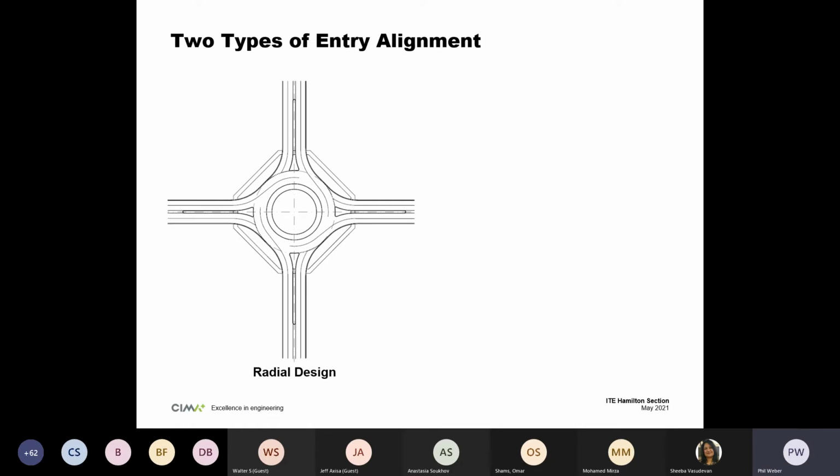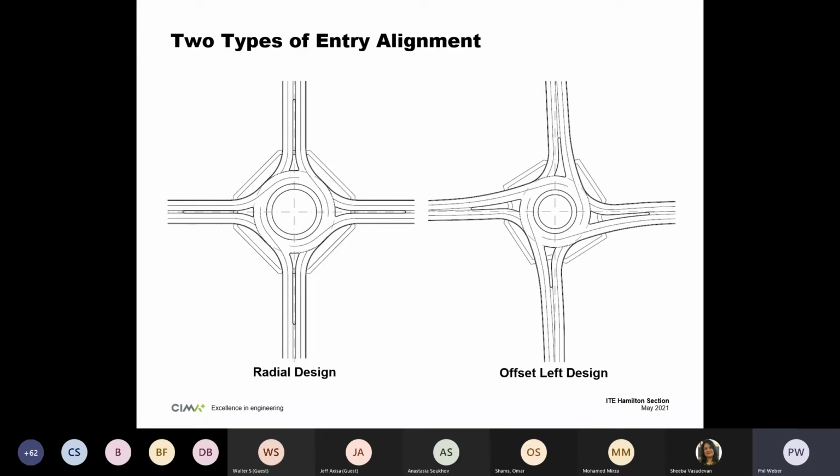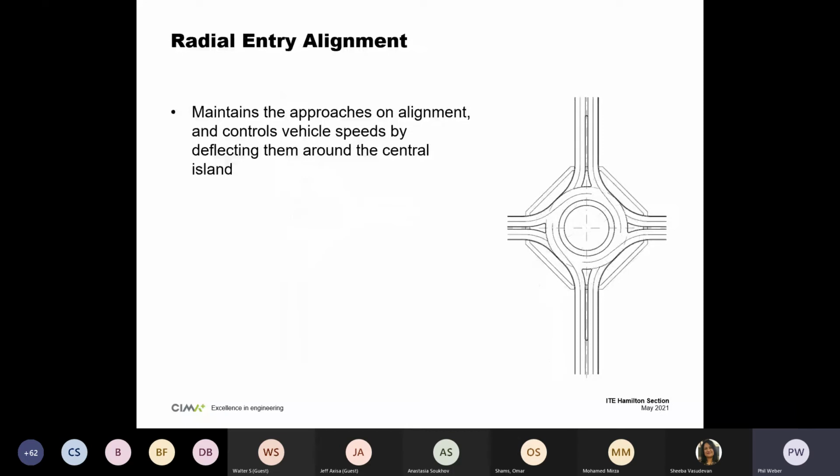Well, there are two types of entry alignment we can have at a roundabout. One is called the radial design, and one is called the offset left design. Radial design, or radial entry alignment, basically maintains the approaches on alignment and controls vehicle speeds by deflecting them around the central island. A typical ICD, and I'm using a 2-lane roundabout as an example, although this could be single lane as well, a typical ICD, or inscribed circle diameter, for a 2-lane roundabout with a radial entry alignment is about 60 meters.